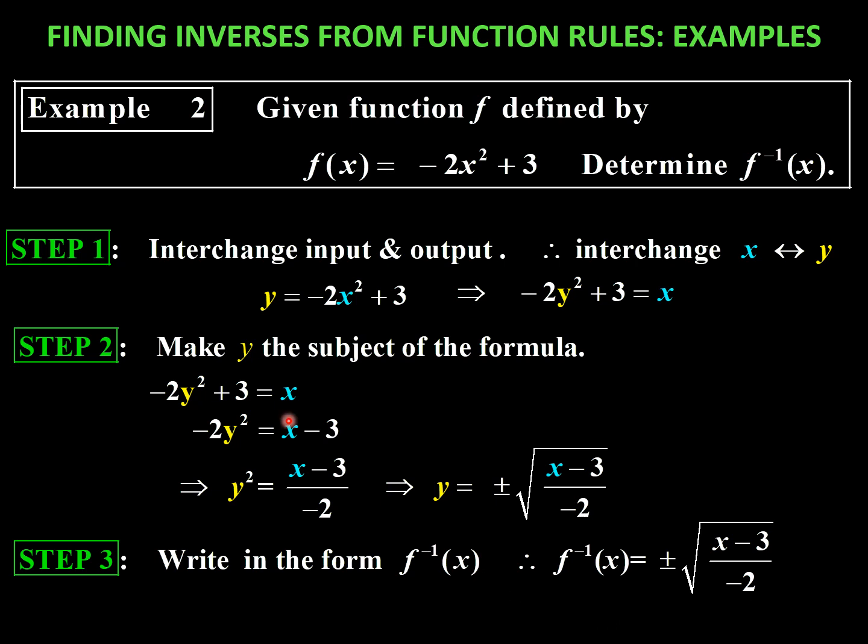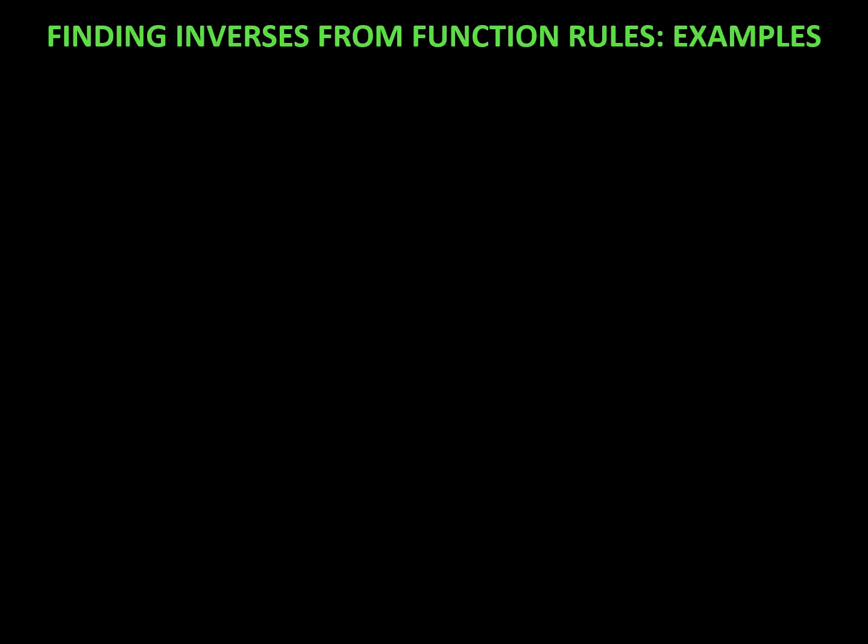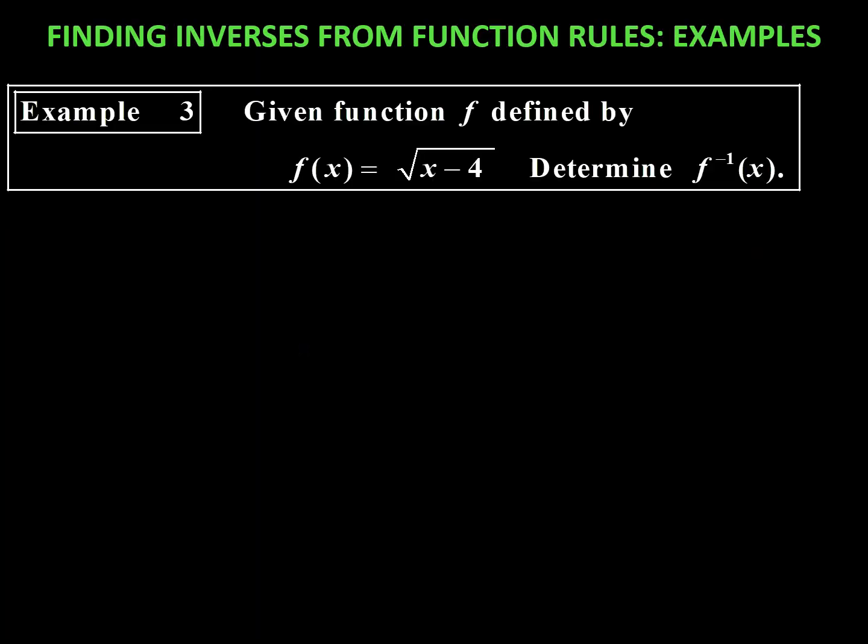Let's just look at this again. You see, originally we had plus 3. There we have minus 3. There we have square. There we have square root. There we have times by negative 2. There we have dividing by negative 2. Let's look at another example. Let's look at the rule f(x) equal to square root of x minus 4, and we want to determine the inverse rule.